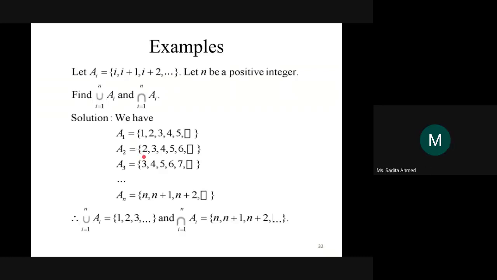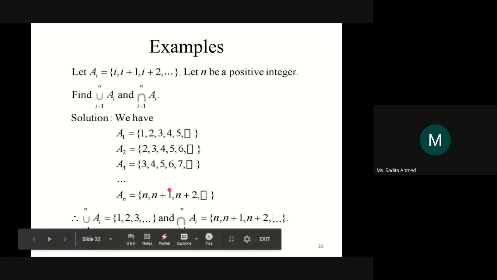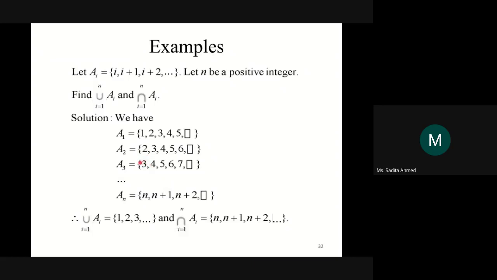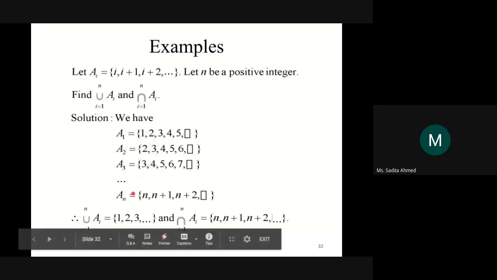Similarly, in A2, you have 2, 3. So 3, we have already seen that it's not going to be there in A4 and the rest of the sets. 2, you can see clearly that 2 is not there in A3, but we will still count 2. Then you go back, A1, we have 1, which is not there in the rest of the sets, but we will still have to count 1.